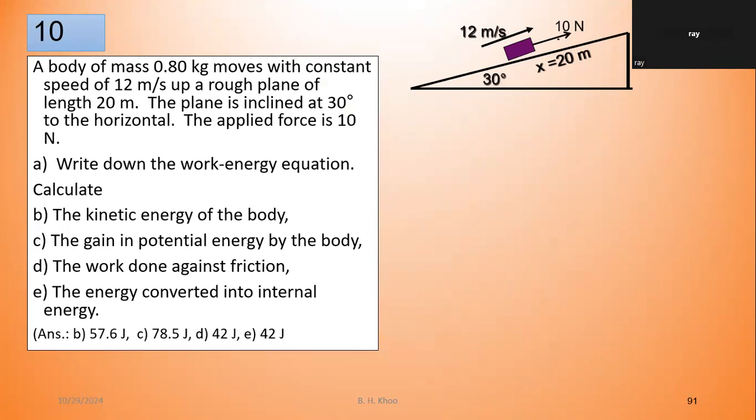A body of mass 0.8 kilogram moves with a constant speed of 12 meter per second up a rough plane of length 20 meter. The plane is inclined at 30 degrees to the horizontal. The applied force is 10 Newton. Write down the work energy equation.